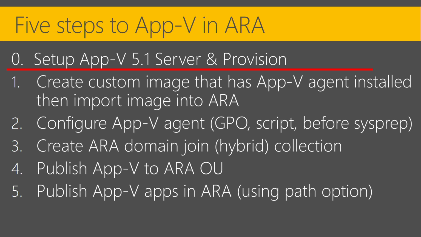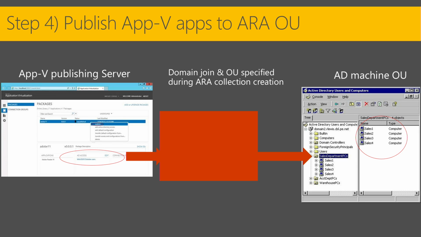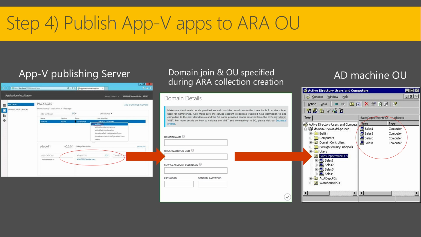You create an Azure RemoteApp collection. You publish the App-V to the Azure RemoteApp OU, and then you publish the App-V apps, and I showed that yesterday of actually how to do that. Pretty simple, just looking at that. Step 4, I go to the App-V publishing service. I publish it to the OU that you specify. The Azure RemoteApp instances are in that OU. You just target that machine group, and they're available to you.